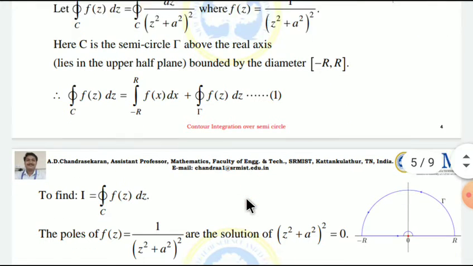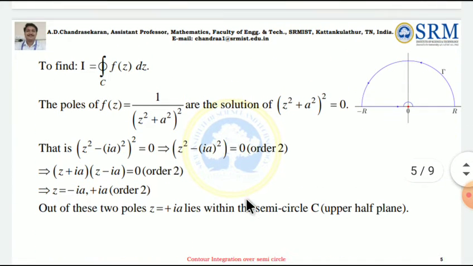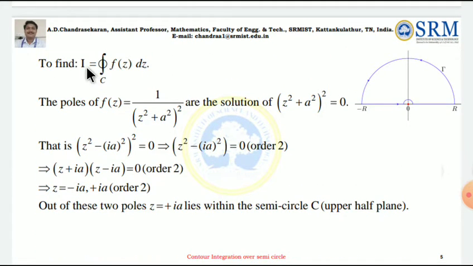What's the left hand side? Yeah, now to find, I named the left hand side I is equal to integral over c f of z dz. The poles of f of z are nothing but the solution of the denominator equal to 0. Clear? Got it? So what's the denominator here? z squared plus a squared, to the whole square, equal to 0.